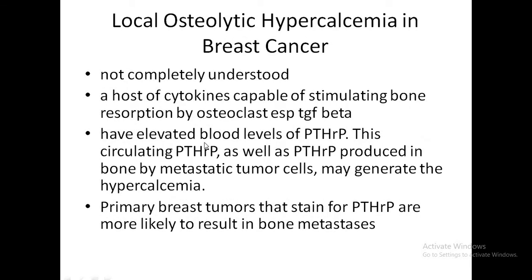However, the osteolytic hypercalcemia in breast cancer is not fully understood. There could be a host of cytokines responsible for this, especially TGF-beta, and they have elevated levels of PTH-RP. This could be the circulating PTHRP, or it could be that produced in the bone by the metastatic tumor cells, and this can produce the hypercalcemia. And primary breast tumors that stain for PTHRP are more likely to result in bone mets.